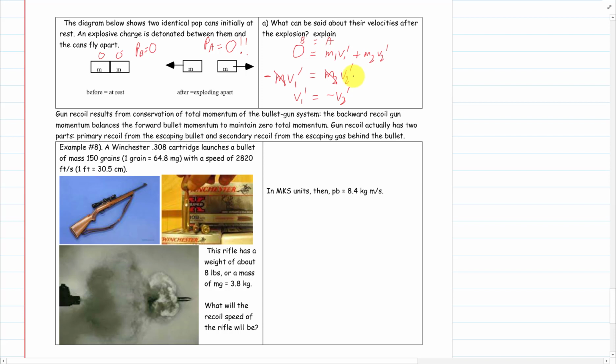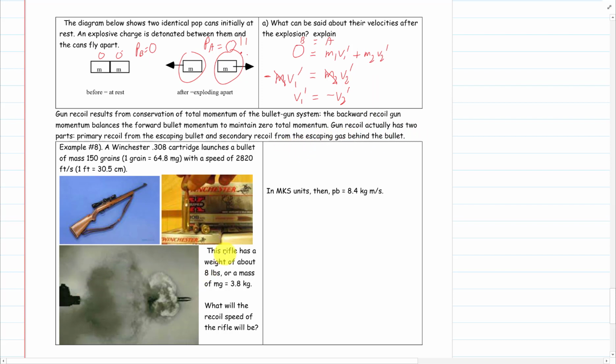I think Sir Isaac Newton had something to say about that, and that's about what recoil is all about. You get an explosion between the gun and the bullet to push the bullet off, but it also pushes back on the gun. Gun recoil results from conservation of total momentum of the bullet-gun system. The backwards recoil gun momentum balances the forward bullet momentum to maintain a total momentum of 0. The gun recoil actually has two primary parts: the primary recoil of the escaping bullet and the secondary recoil of the gas behind the bullet, because the gas is being pushed out as well.